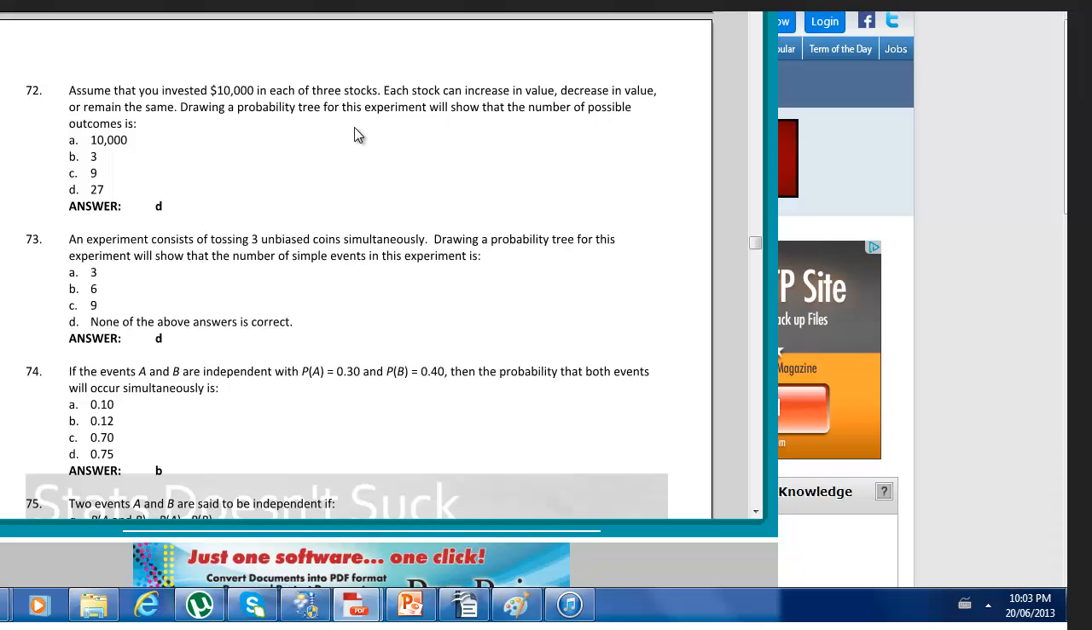Okay, so basically here you have 3 stocks, and each one of them can do 3 things. Increase in value, decrease in value, or remain the same. So let's do it like this. My first stock can either increase, decrease, or stay the same.